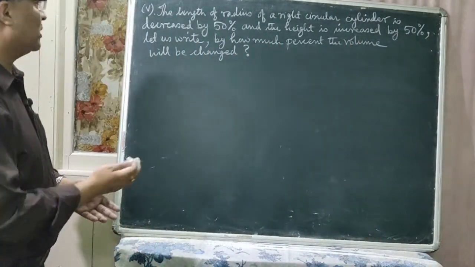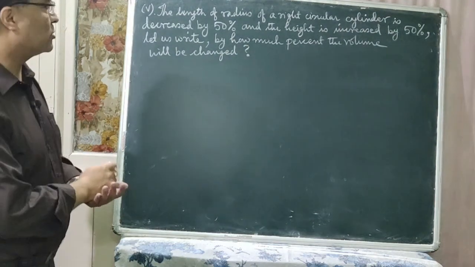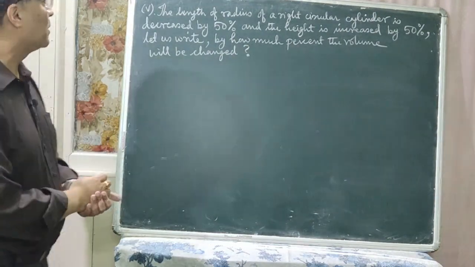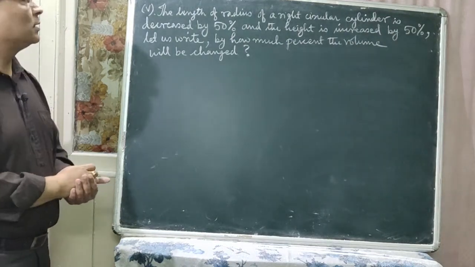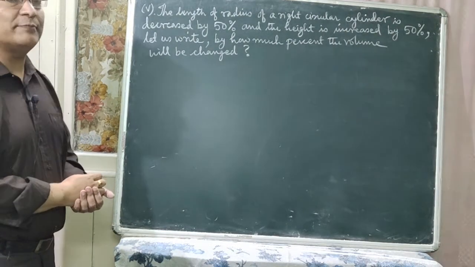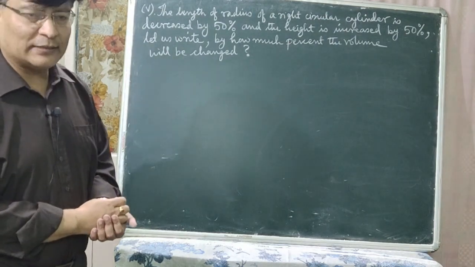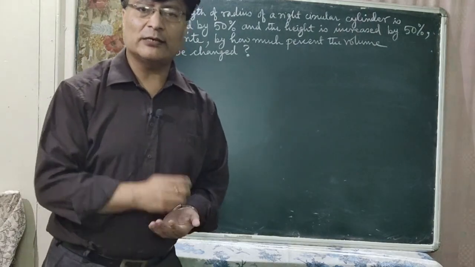So now we'll do the next question, that is question number 5. This is also a short answer type question, and this question also carries 2 marks. Okay. So question number 5 is, the length of the radius of a right circular cylinder is decreased by 50%.